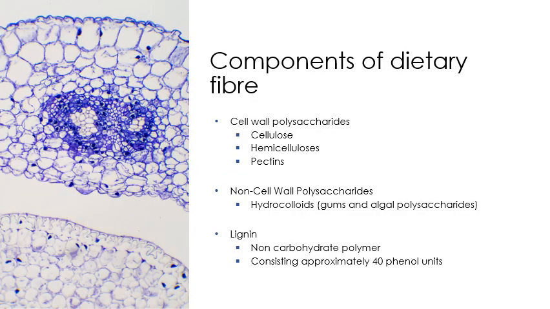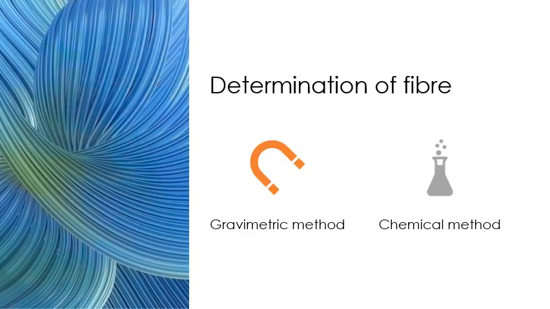For dietary fibers, components can be made up of cell wall polysaccharide. In cell wall polysaccharide, dietary fibers can come in the form of cellulose, hemicellulose, and pectin. For the non-cell wall polysaccharide, it can be hydrocolloid. And for lignin, these are non-carbohydrate polymers that consist of around 40 phenol units.